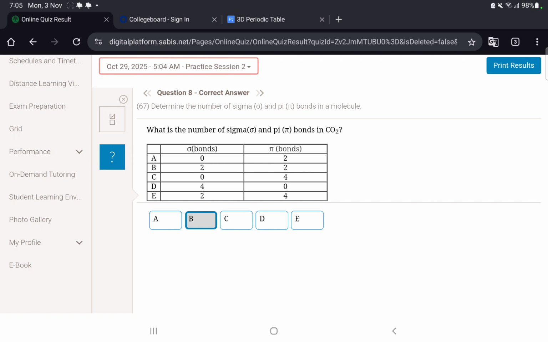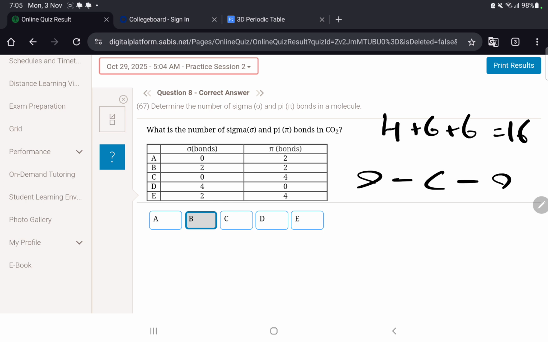So you have CO2. C is in group 4. So there are 4 valence electrons. O is in group 6. So plus 6 plus 6 equals 16. Okay, so obviously we're gonna have C in the middle since there are 2 O's. This one's pretty straightforward. Okay, you have C here.